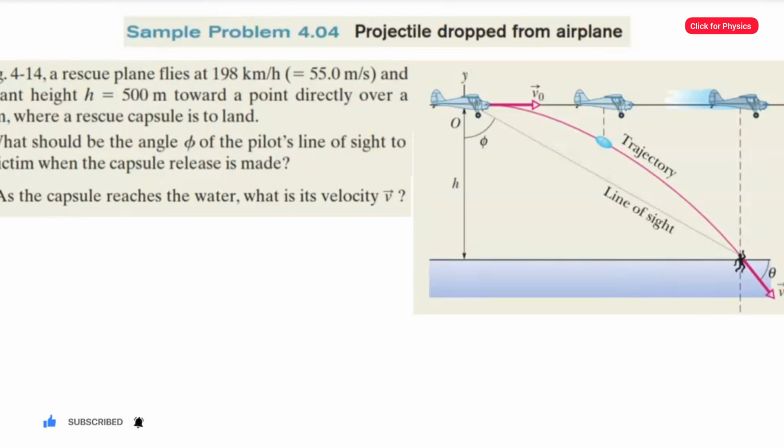So first of all, better we write the given first. By that, things will be easy for us. So what is given in the question? The rescue plane initial speed is given, which is v0 value. So here I'm going to answer the first question. v0 here is 55 meter per second. And the flight is at the constant height h equal to 500 meter.